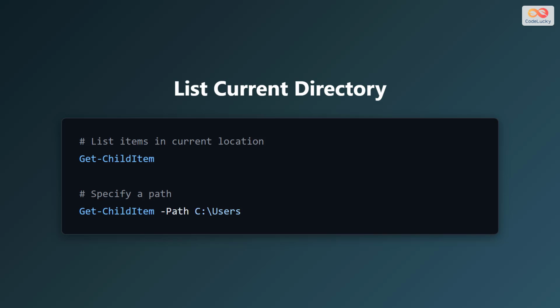When you run Get-ChildItem without any parameters, it lists all items in your current directory. This shows files and folders right where you are in the file system. However, you can also specify a path to list items in any directory. For example, Get-ChildItem -Path C:\Users will list everything in the Users folder. The -Path parameter tells PowerShell exactly which directory you want to explore. This gives you the flexibility to navigate and inspect any location without actually changing your current working directory.